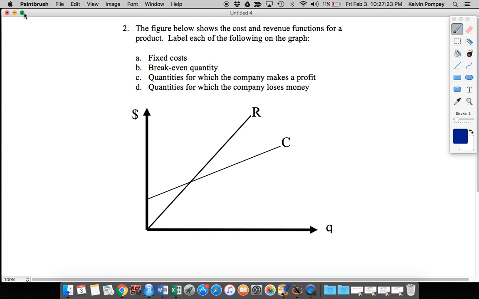It says the figure below shows the cost and revenue functions for a product. Label each of the following on the graph. And so A, I have fixed costs. B, I have break-even quantity. And then I have C and D. All right. The fixed cost comes from the intercept of the cost function. And my y-intercept, I guess I can say my vertical intercept of my cost function, which is here. And so this point here represents my fixed cost.